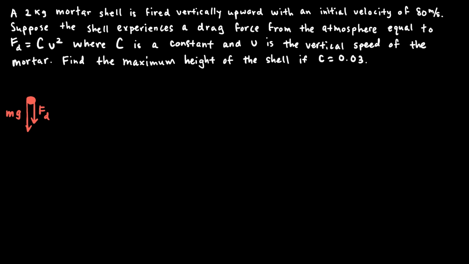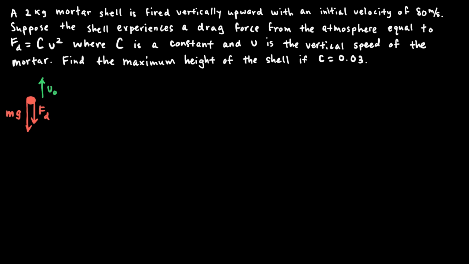So how do I know that the drag force points downward? Well, if the mortar shell is fired vertically upwards, then its initial velocity points upwards, and that drag force will oppose the motion of the object, and so it will point downward. And so both the gravitational force and the drag force are opposing the motion of the object, slowing it down as it goes up.